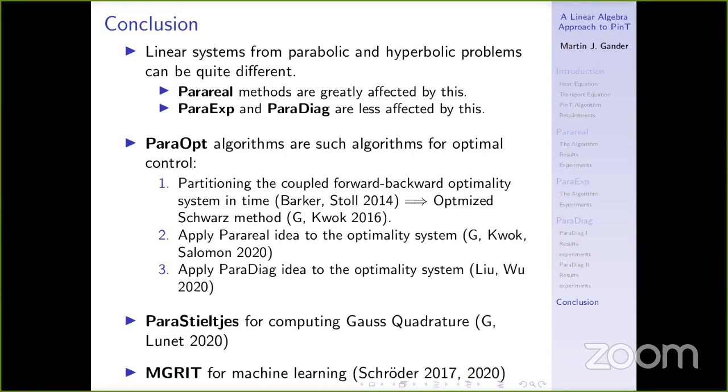Okay, thank you very much for this great talk. There are a couple of questions already on Zoom, which I'm just going to ask.